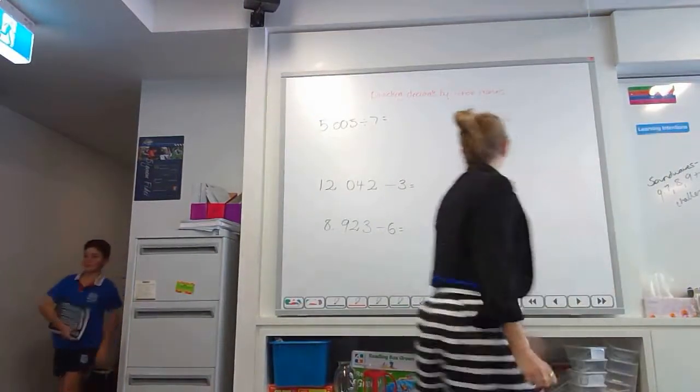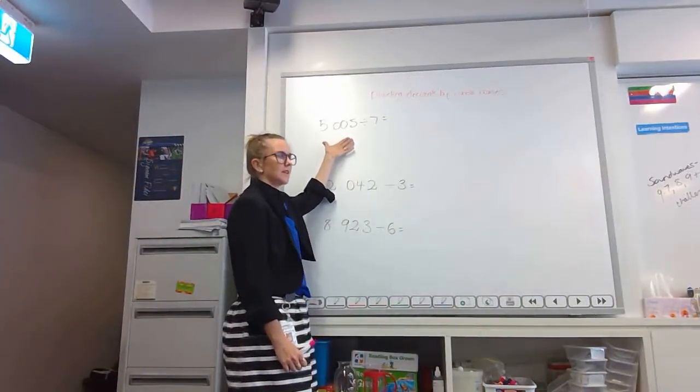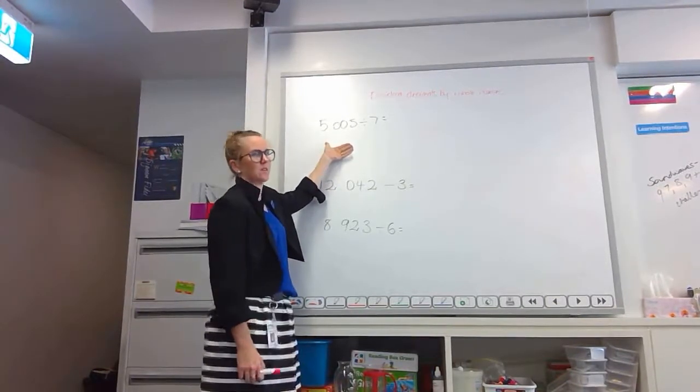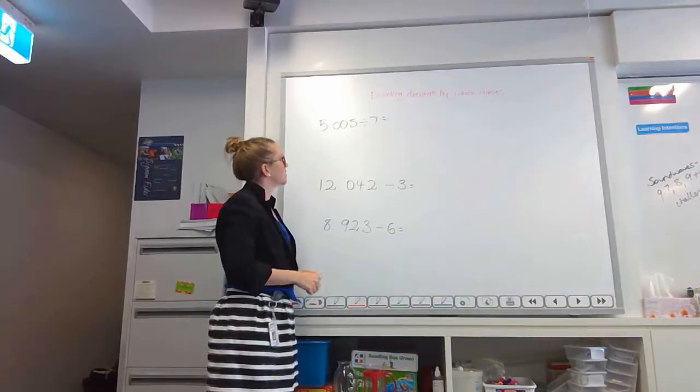So, dividing decimals by whole numbers. First thing you need to remember is that we don't do it just as it is here. This is the question, but we need to do the correct setting out. How would we correctly set out this question?